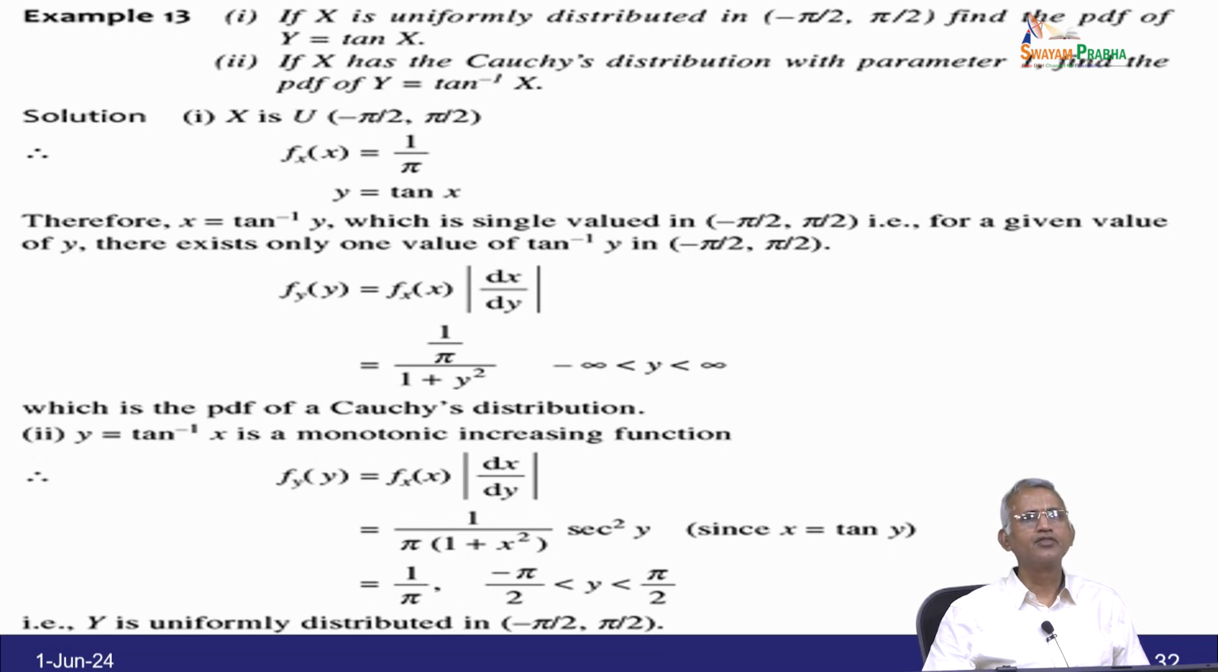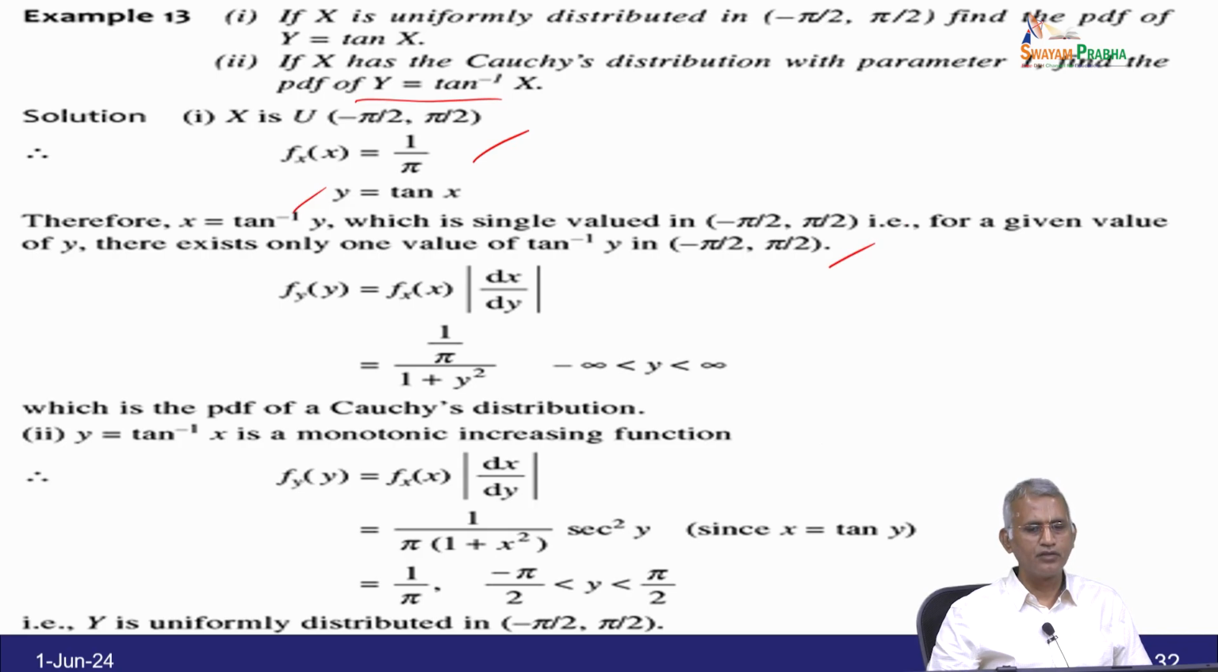Next question: number 1, if x is uniformly distributed in the interval minus pi by 2 to pi by 2, find the probability density function of y equal to tan x. Number 2, if x has a Cauchy distribution with parameter 1, find the probability density function of y equal to tan inverse x. So, if x is U of minus pi by 2 to pi by 2, then fX of x equals 1 by pi. Therefore, y equal to tan x, so x equals tan inverse of y, which is a single valued function, and there exists one value of tan inverse y in minus pi by 2 to pi by 2.